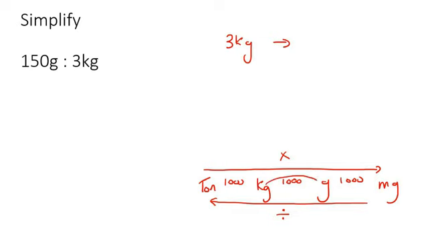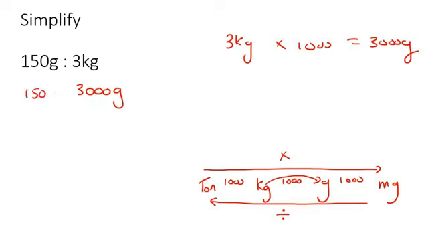So we're going to go to the right. So you multiply by 1,000 and that's going to give you 3,000 grams. Okay, so we're going to go 3,000 grams and then 150 grams. Okay, so now you need to divide by the same number on both sides. So I'm going to go with the number 10. You might use a different number. Don't worry. At the end, our answers have to be the same. So this would give you 15, and this would give you 300.